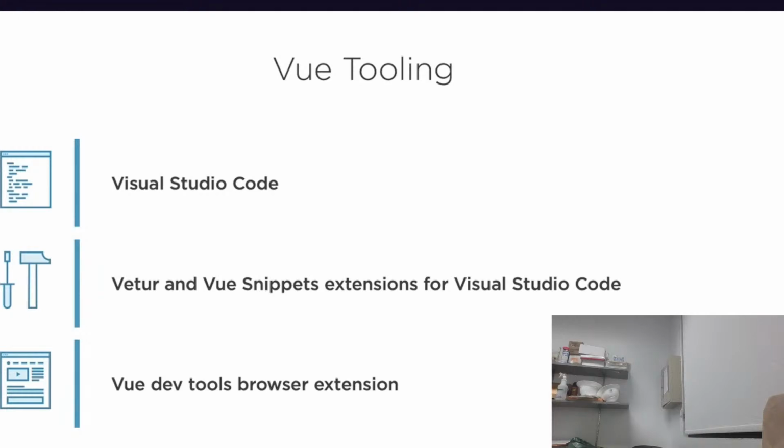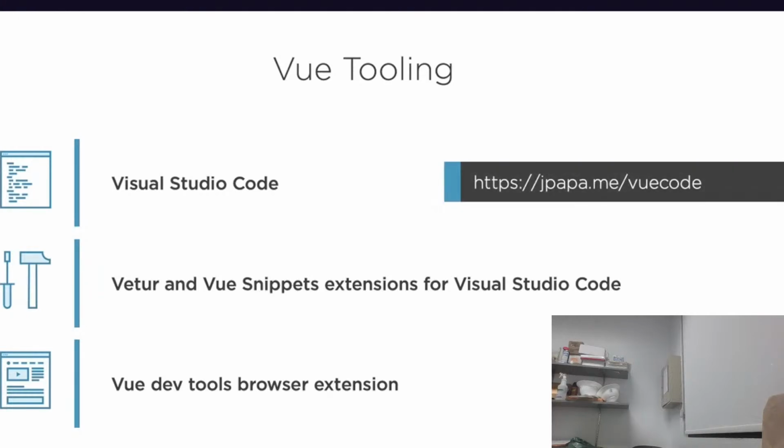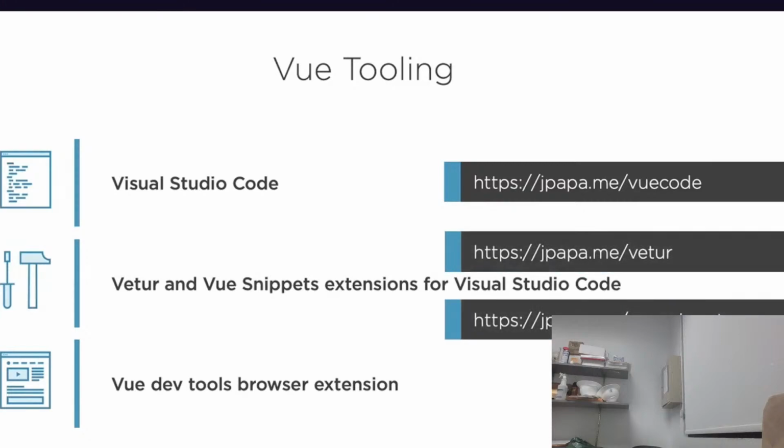And where can you get these? Well, that's a good question. You can go to this link here to get VS Code. These two links here for Vetur and the Vue snippets. And then you go to this link to get all the Vue developer tools that you want.